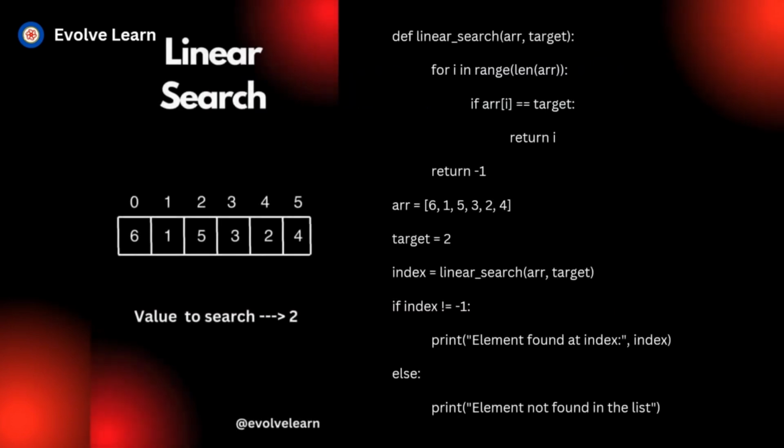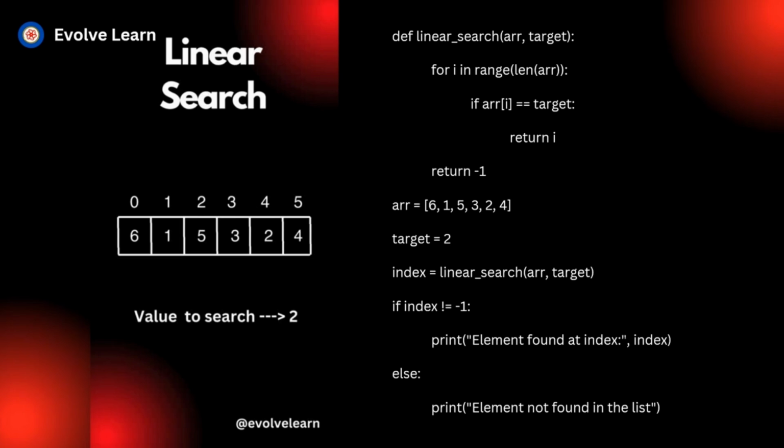Coming to the explanation of the code, in the first line we use a def keyword to define a function called linear search that takes array and target as its parameters, where array is a list of numbers and the target is the number we are searching for in the list. Here we used a for loop to iterate through each element in the list of array. Here we used the length function to determine the length of the array.